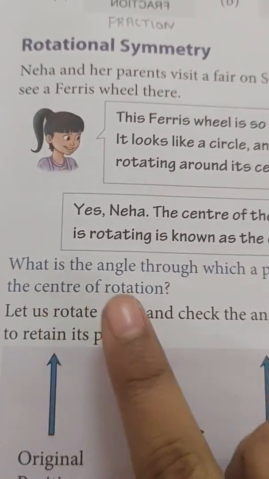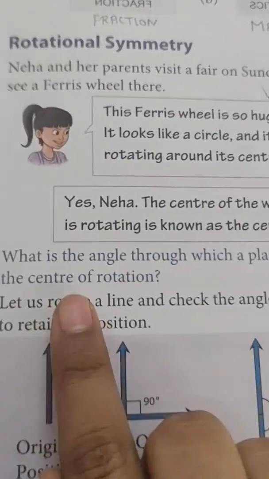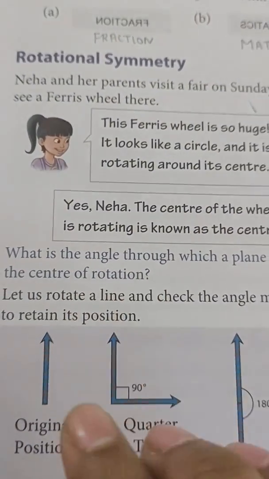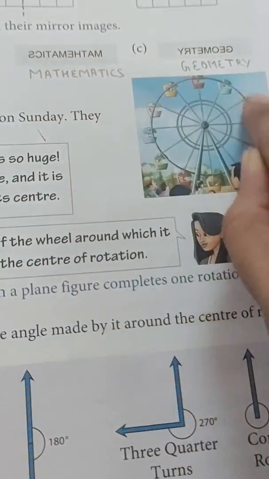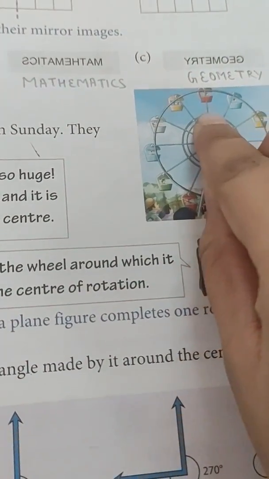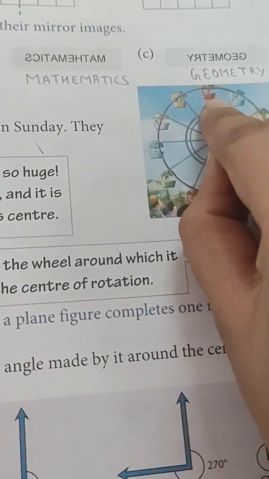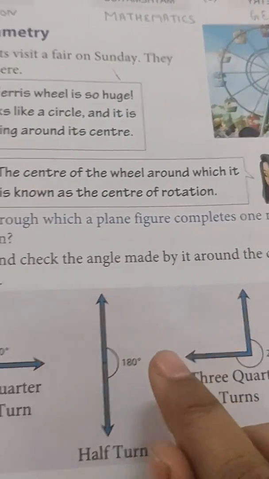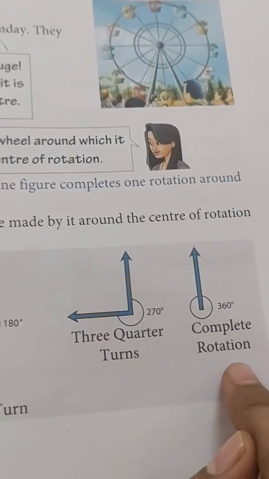Now what is the angle by which a plane figure completes one rotation around the center of rotation? Is there any angle by which a plane figure takes a complete round? Taking a complete round means if the red one is here and then it moves like this and comes again here, the red one, what is the angle? 360. 360 is the complete rotation.